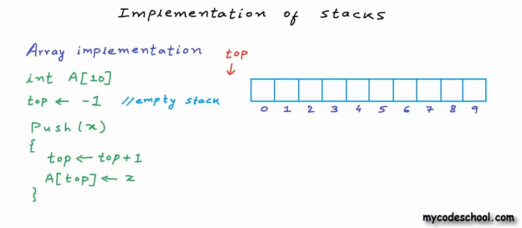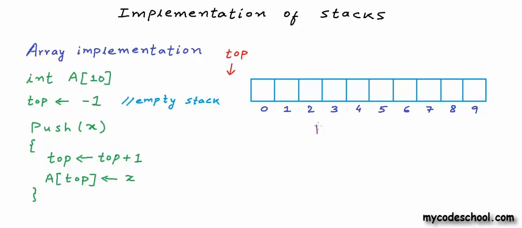Here we are assuming that A and top will be accessible to the push function even when they are not passed as arguments. In C, we can declare them as global variables, or in an object-oriented implementation, all these entities can be members of a class. I'm only writing pseudocode to explain the implementation logic. For this example array that I'm showing right now, top is set as -1, so my stack is empty.